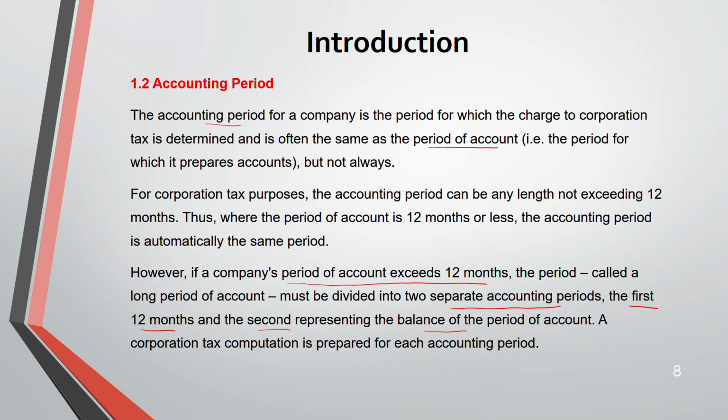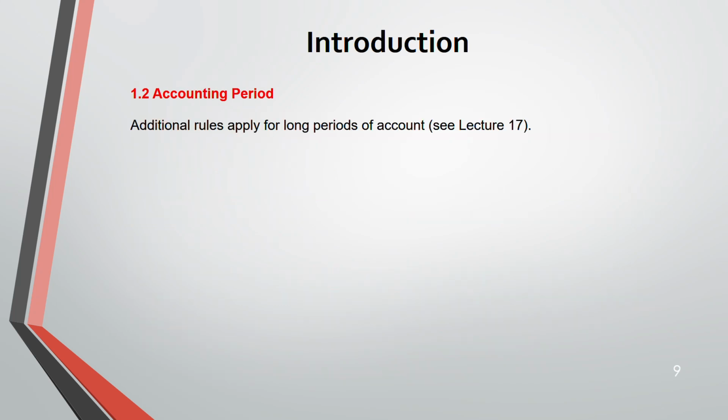Then you will calculate the corporation tax for each accounting period. Now, no other combination of accounting periods is acceptable, only this. The issue comes when it's a long period of account. For a short period of account, there is no issue because your period of account and accounting period are the same. But if it's long, more than 12 months, there you have to do the work. Additional rules apply for long periods of account. See lecture 17, which will cover that.